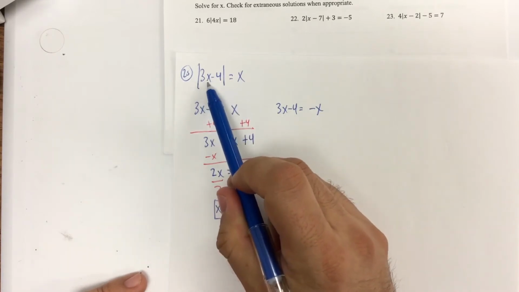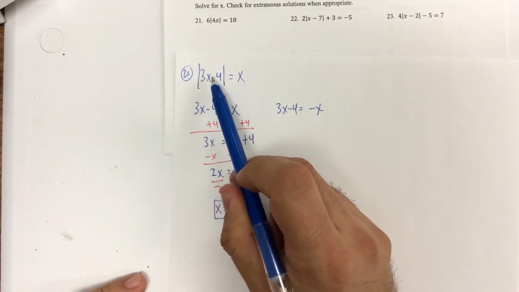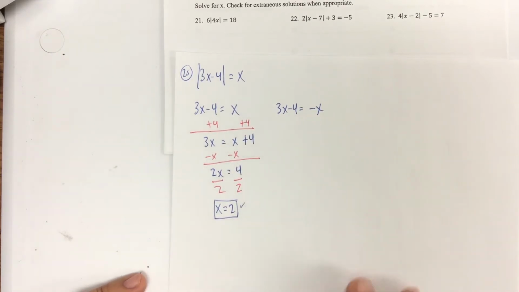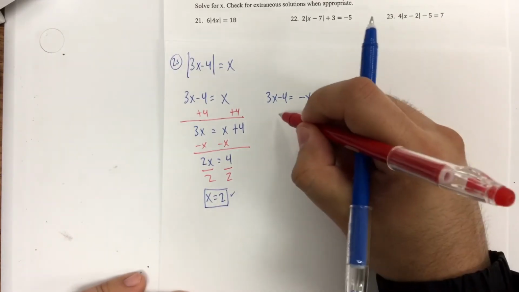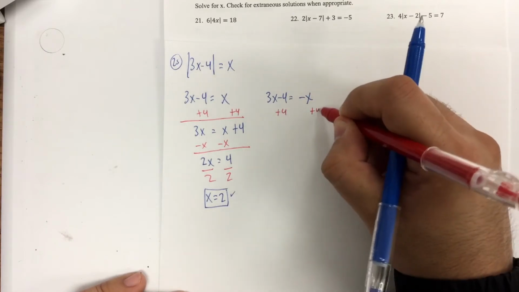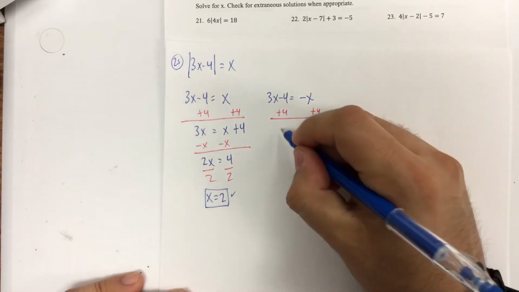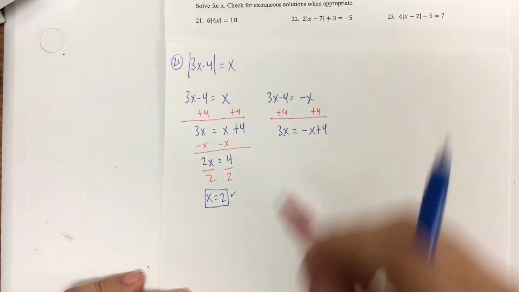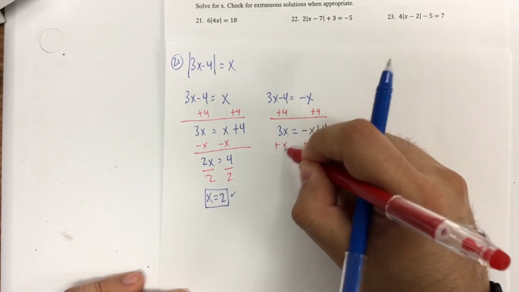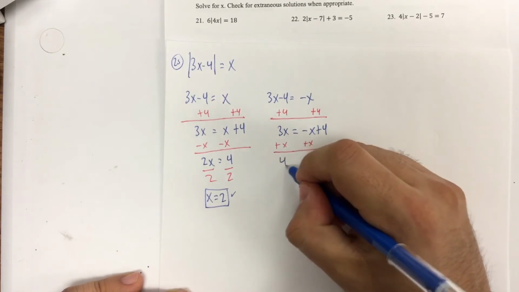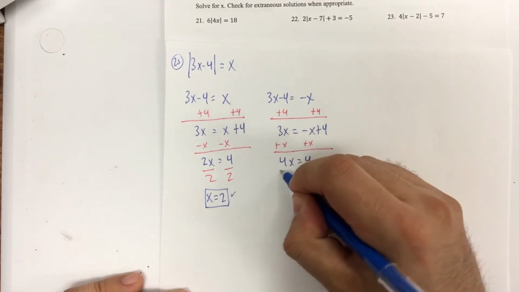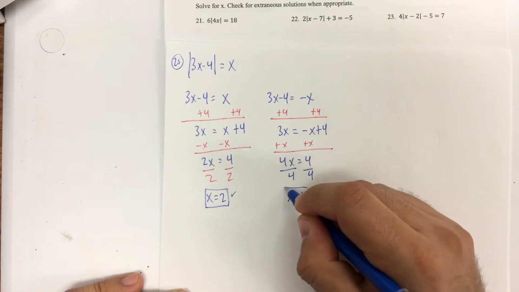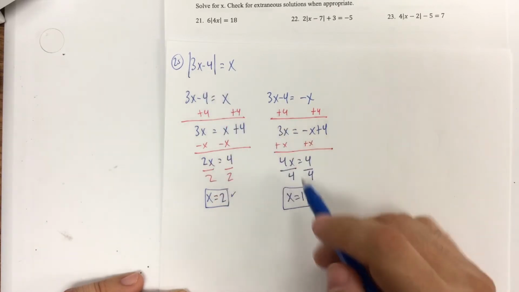3 times 2 is 6. 6 minus 4 is 2. The absolute value of 2 is 2. If you plug in a 2 here, 2 equals 2. That answer checks out. For this one, same process. I'm going to add the 4 first. So 3x equals negative x plus 4. I'm going to add the x to the other side. 4x is equal to 4. We divide both sides by 4. And x equals 1. And once again, you can substitute it in there and you'll find out that the answer does work out.